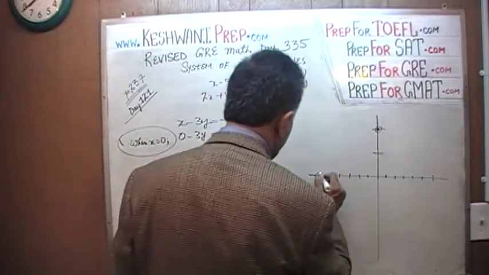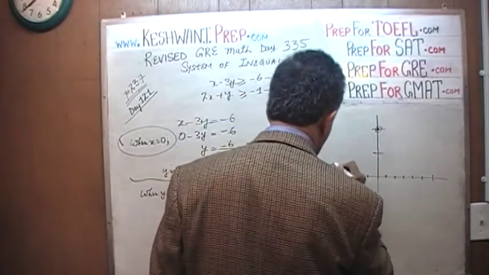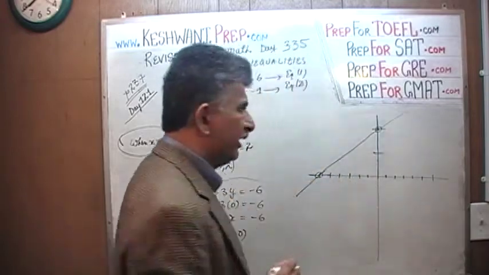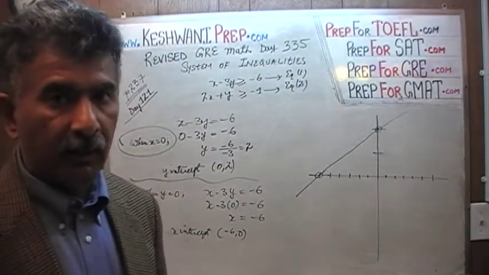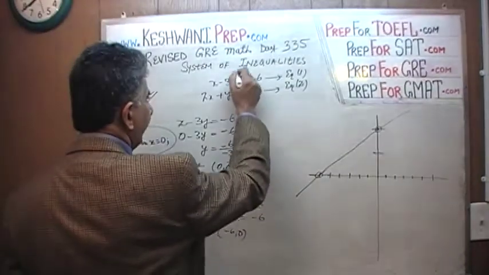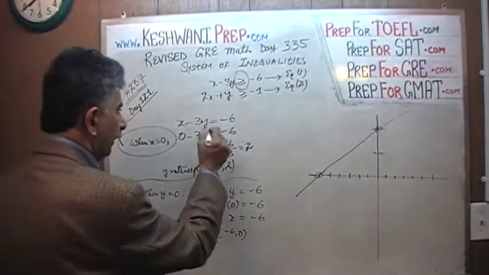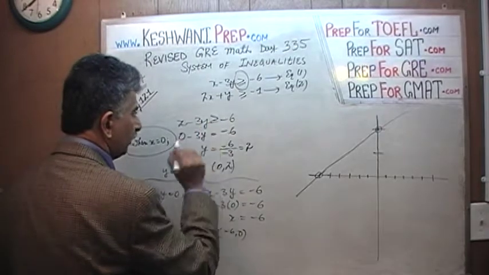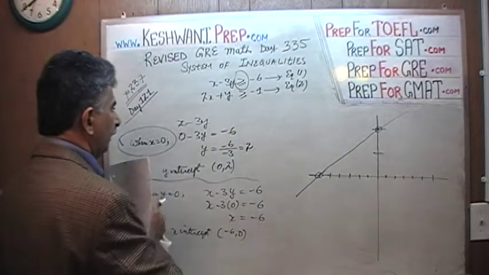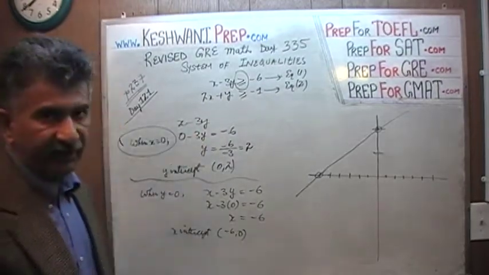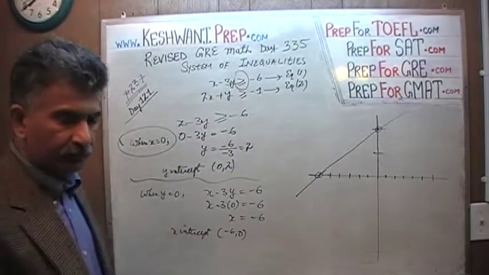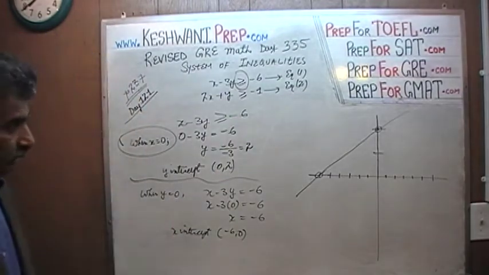So here we go. Here's our line. The first line is this. Once we have located the line, then and only then we ask ourselves, how does this come into play? The fact that it is greater than or equal to, not equal to, but greater than or equal to. So now we're going to ask ourselves that question. The inequality that is given to us is x minus 3y is greater than or equal to negative 6, not equal to. So let's see what that looks like. That's it. We're done with the line there.